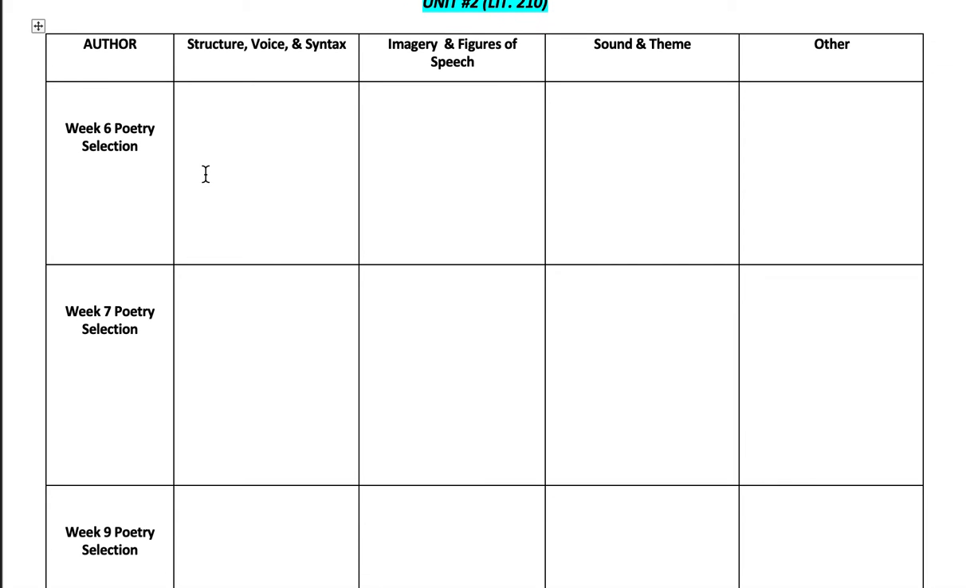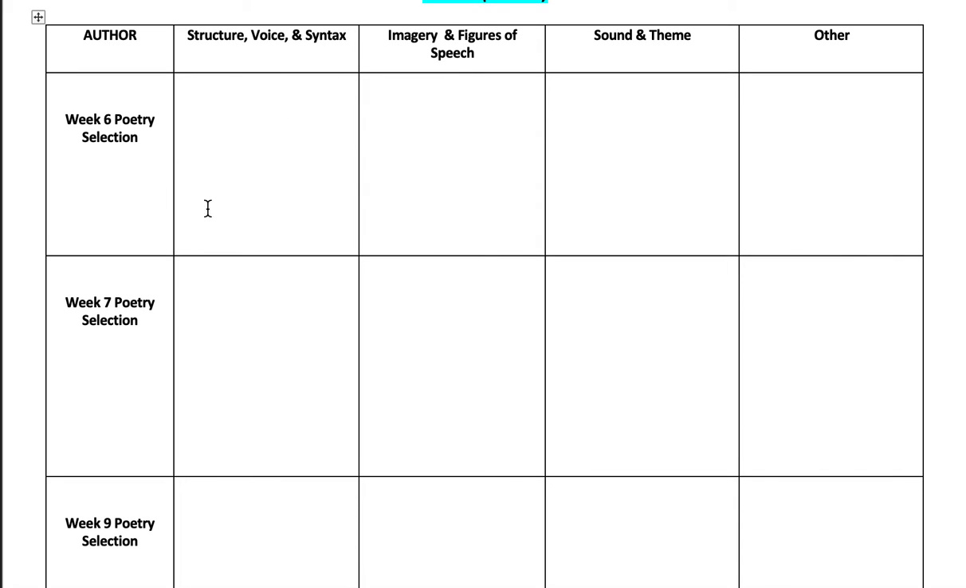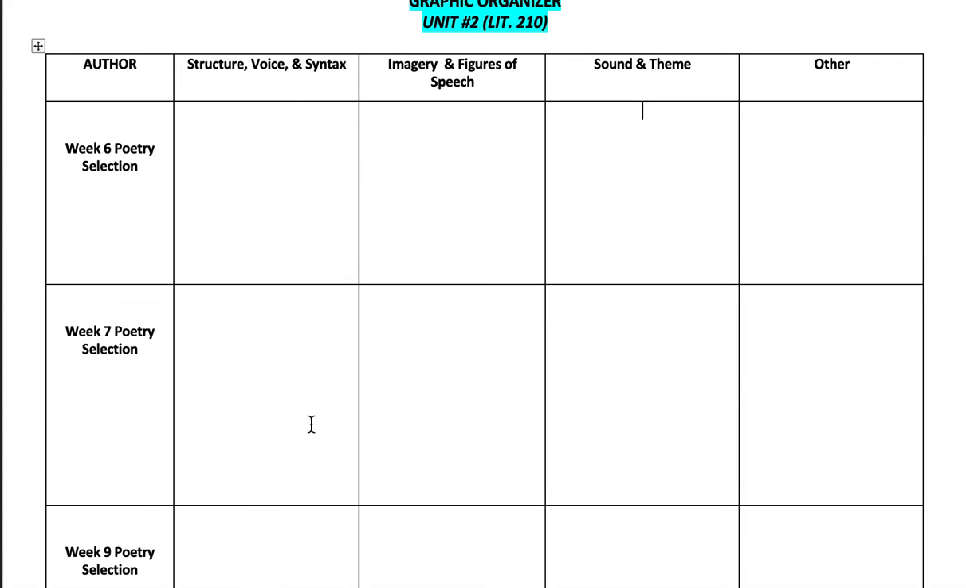And as you work through each week in this unit, you'll see that we're covering different things. So the week 6 poetry, I believe, covers structure, voice, and syntax. And then the week 7 poetry builds on that by introducing the idea of imagery and figures of speech. So you may have one or two things to write. You may know a little bit about sound or theme in week 6, that's fine. Add that there. Week 7, you should have more to write in terms of these different boxes.